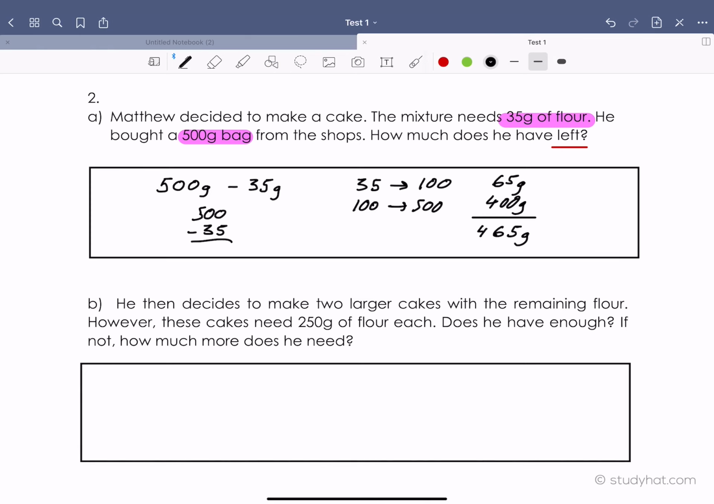And the second part, he decides to make two larger cakes with the remaining flour. However, these cakes need 250 grams of flour each. Does he have enough? If not, how much more does he need? Well, we know that he's not going to have enough, right? Because if he's going to make 2 cakes at 250 grams, that's just doubling 250. You can do that in your head, 500 grams. But we know he only has 465 grams left. So, no, he does not have enough. He needs that 35 grams back.